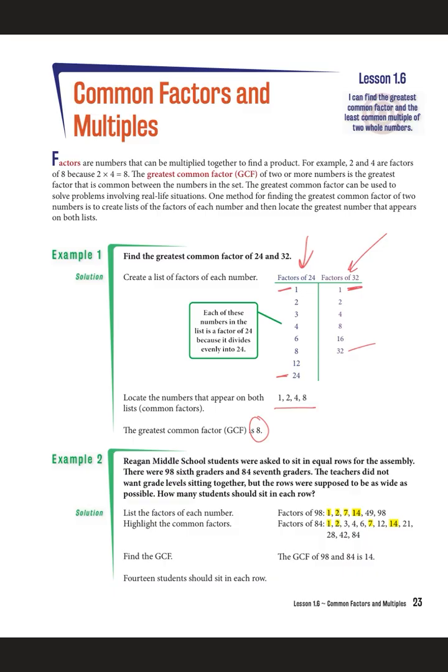So the solution says, list the factors of each number, which is what they did for both the 6th graders and the 7th graders. They listed the factors of 98, which are listed there, and they also wrote down the factors of 84, which are listed there as well. Then they highlighted the common factors. What I like to do is list the common factors: 1, 2, 7, 14. Out of those factors, which one is the GCF? Which one is the greatest factor they have in common? That would be 14. So 14 students should sit in each row.